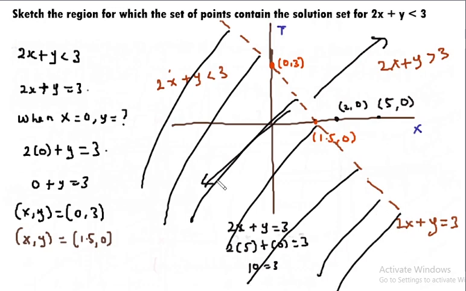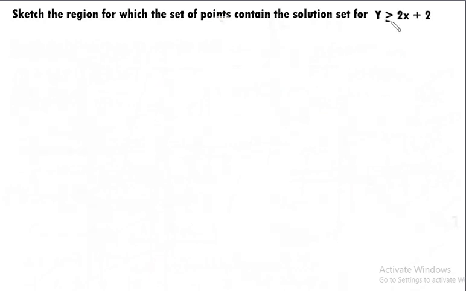Let's take another example for you to understand more. For our last example, we also have something similar. We are asked to sketch the region for which the set of points contain the solution set for y is greater than or equal to 2x plus 2. So like we did before, we write out the inequality first. So this is y is greater than or equal to 2x plus 2. We turn it to an equality. So this is y is equal to 2x plus 2.